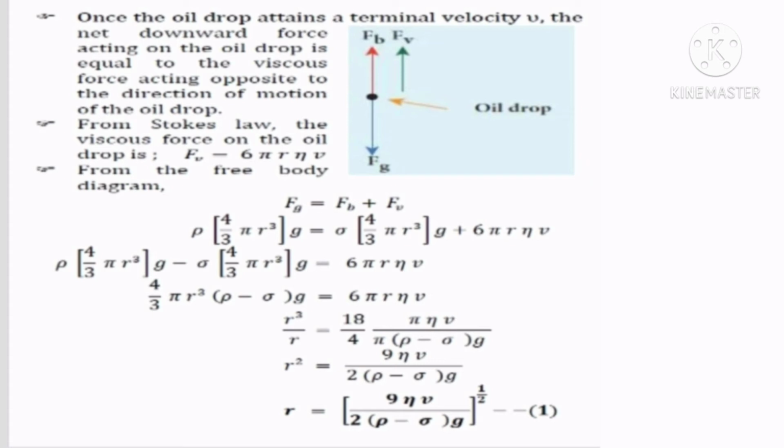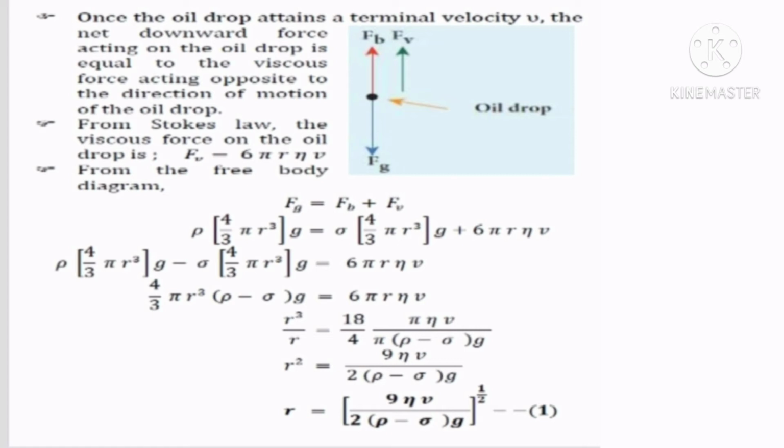So which can be written as rho into 4 by 3 pi r cube into g is equal to sigma into 4 by 3 pi r cube into g plus 6 pi r eta v. After simplification, we will get rho into 4 by 3 pi r cube into g minus sigma into 4 by 3 pi r cube into g is equal to 6 pi r eta v.